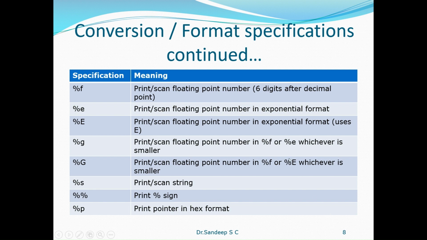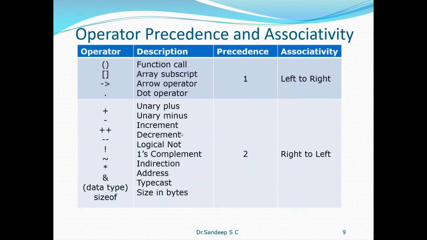And when uppercase E is used for the exponential, then uppercase G is used to choose between percentage f and percentage e. This choice is left to the compiler. It will choose according to the value which is given in the console. For a string we have percentage s, and percentage percent to print the percentage sign itself. If you want to print a pointer in hexadecimal format, then we use percentage p. So these are format specifiers.